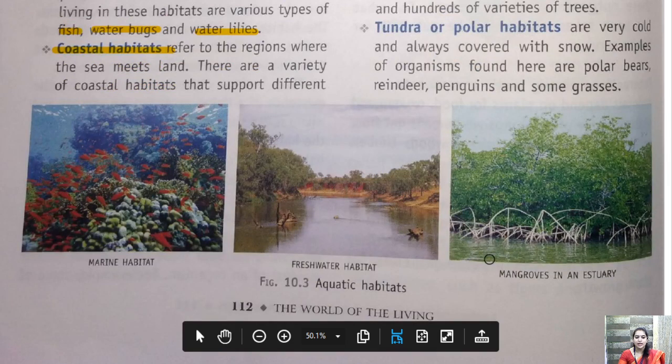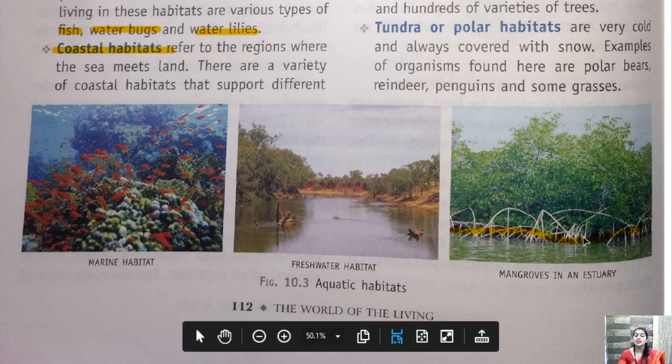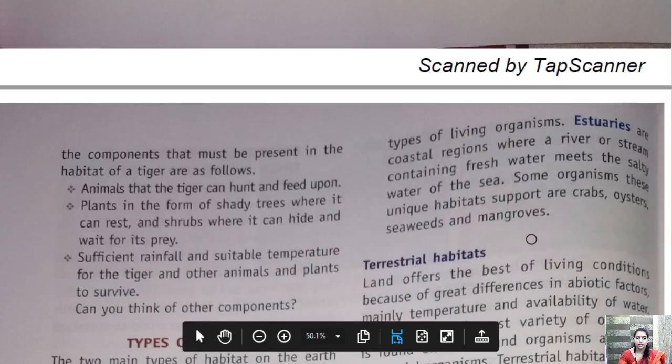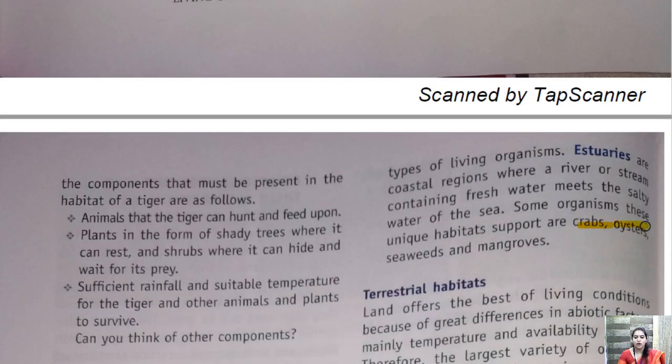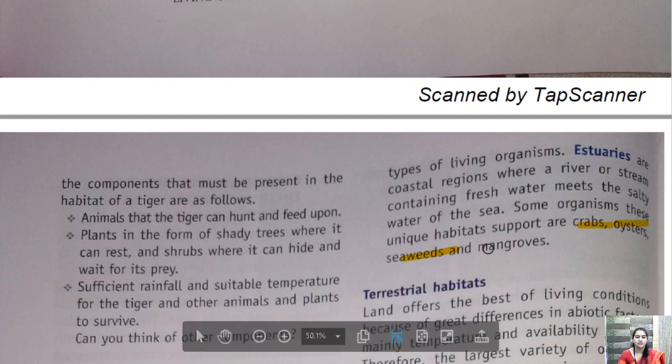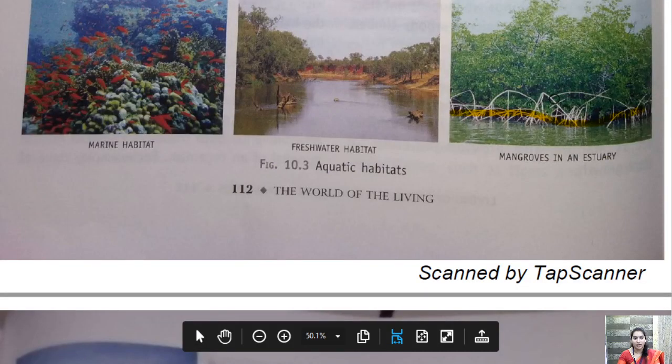यहाँ पे क्या है कि sea का water और land एकदम end है. This is the end of sea. यहाँ पे sea आके क्या हुआ है, खत्म हो गया है, and land has just started. So this is called a coastal area. Okay? And there are certain animals that live, that survives in this coastal area. Like, we have examples like crabs, we have oysters, we have seaweeds, we have mangrove plant. So they only survive in a coastal habitat.